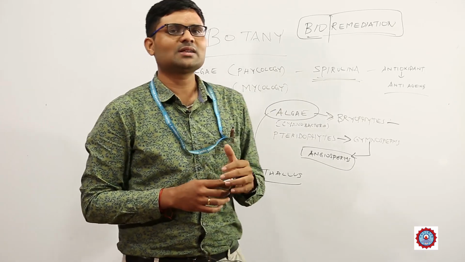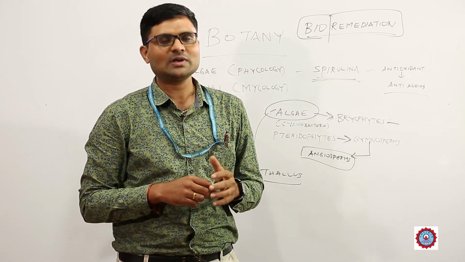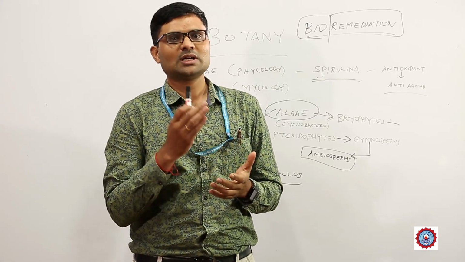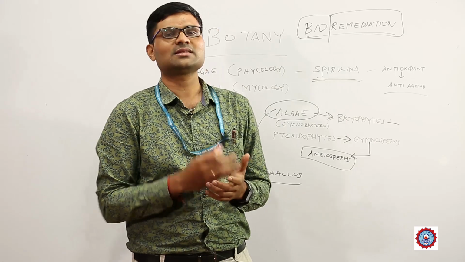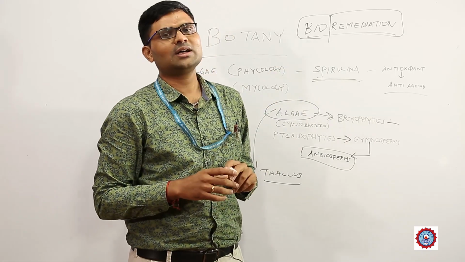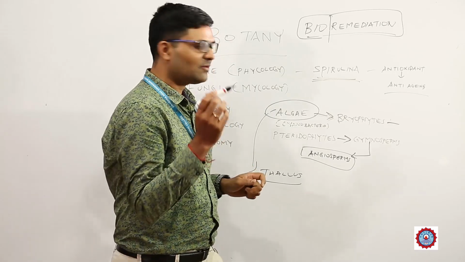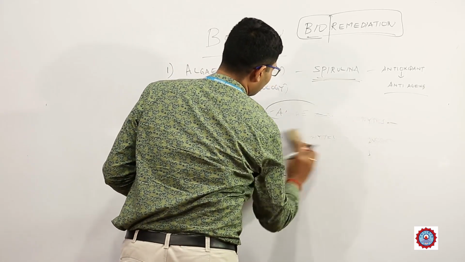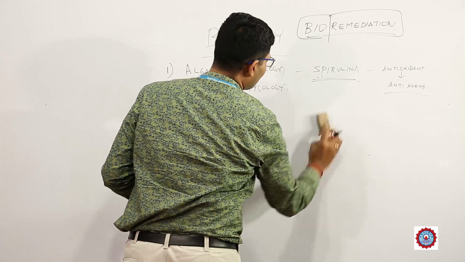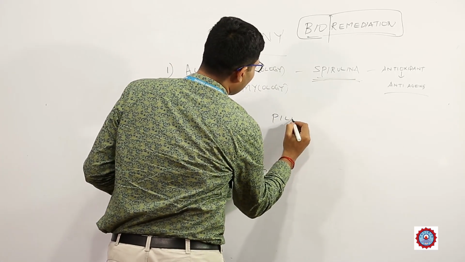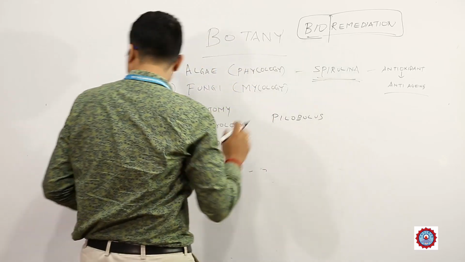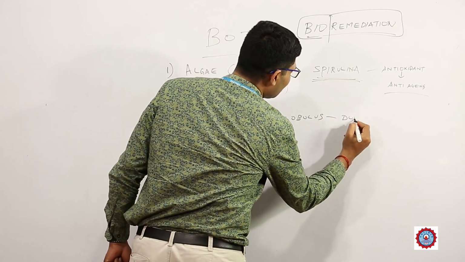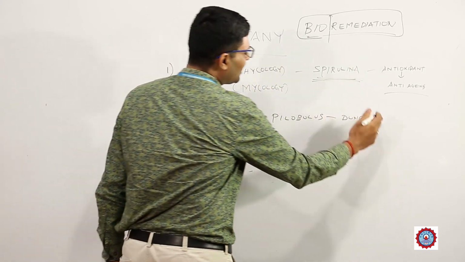Among the fungi, I would like to share an interesting feature of a saprophytic fungus. You know the term saprophyte. Saprophyte means the organism which lives on dead matter. There is a similar saprophyte, a fungus named Pilobolus. That is a striking feature of Pilobolus. It usually grows in dung, so it is also known as a dung fungus.